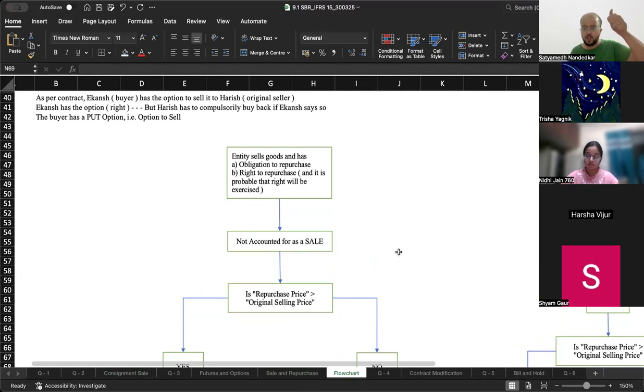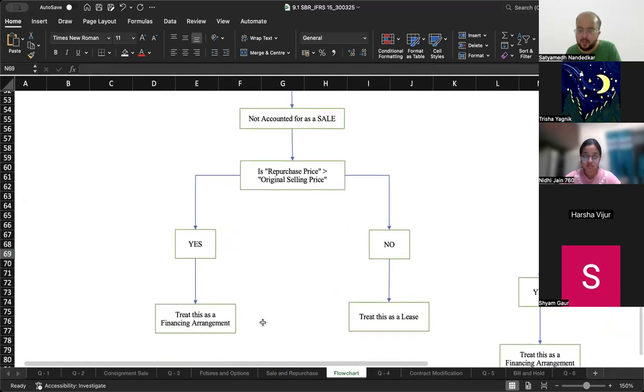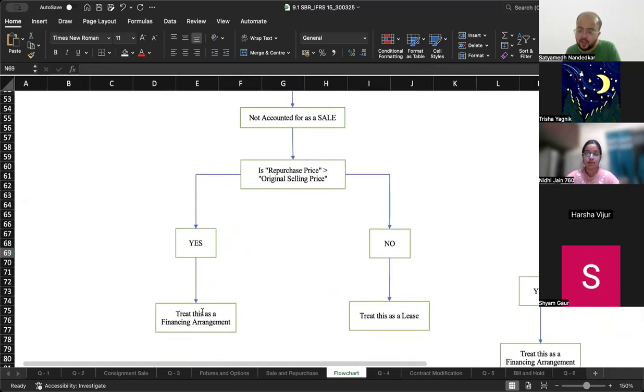Either obligation to repurchase or right to repurchase, and it is probable that the right will be exercised. Such a transaction is not accounted for as sale. Is the repurchase price greater than the original selling price? If the answer is yes, treat this as a financing arrangement. If the repurchase price is less than the original selling price, treat it as a lease.